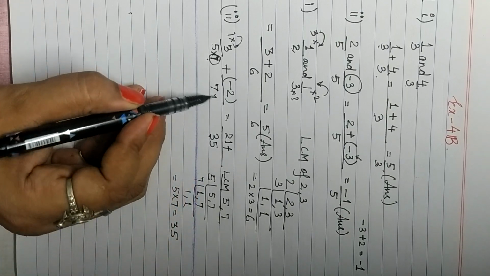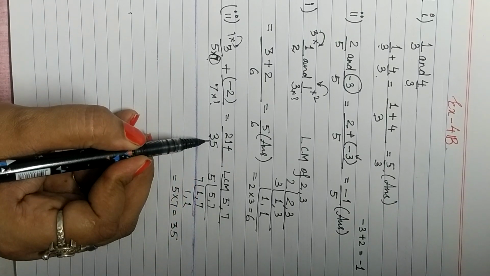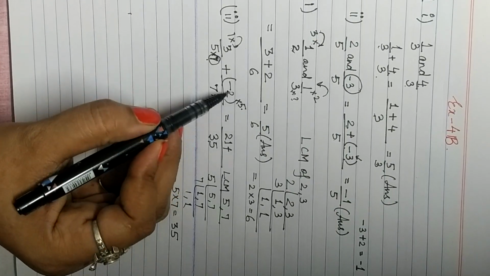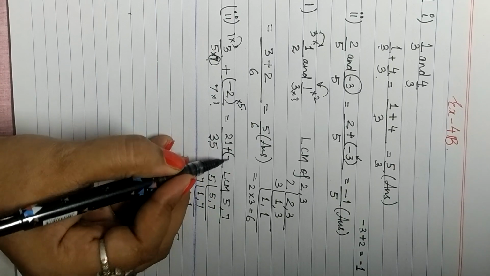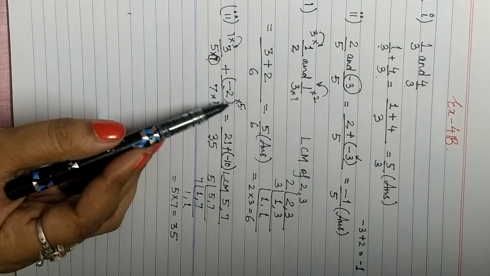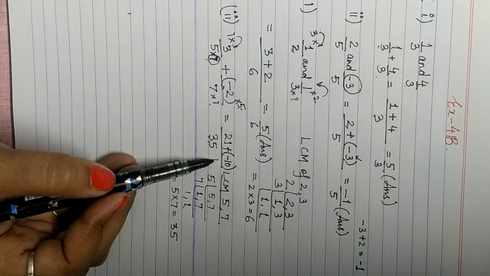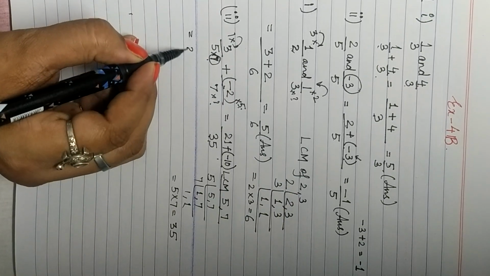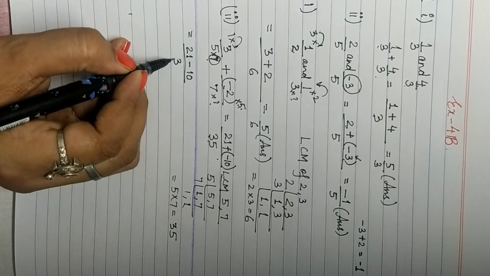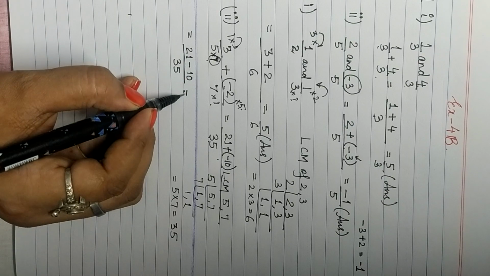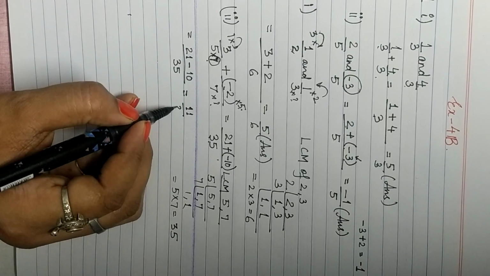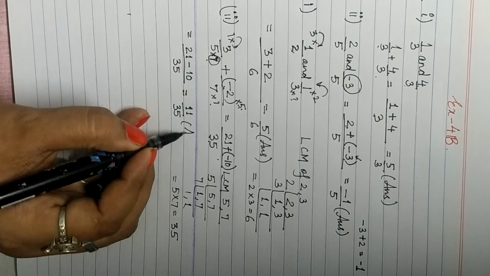plus 7 multiplied by what will give you 35? 7 5s are 35. So 5 into minus 2. 5 into minus 2 is minus 10, children. Do not confuse. Because there is a negative sign with 2, 5 into minus 2 is minus 10. So we got it as 21 minus 10 upon 35. That is 11 upon 35 as the answer.